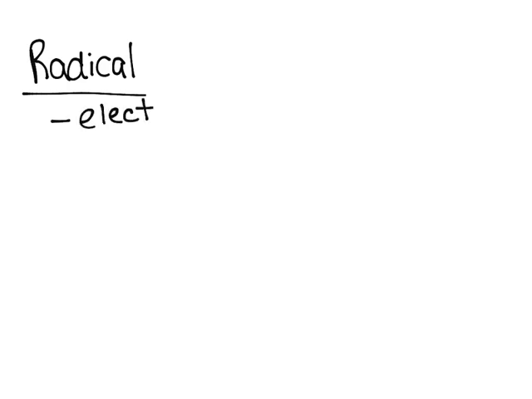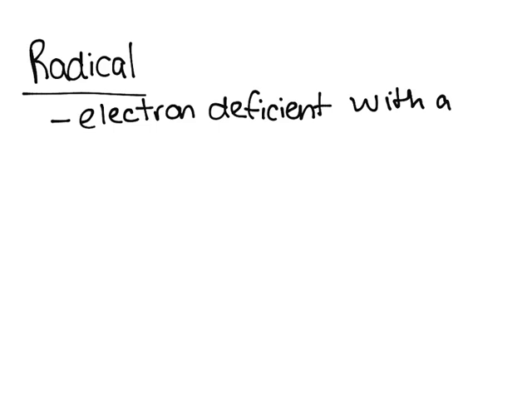So in this video, I'm going to talk about radical halogenation. But first, let's talk about what a radical is. So first, we want to specify what a radical is, and they are electron deficient species, or they're essentially electron deficient with a single unpaired electron.